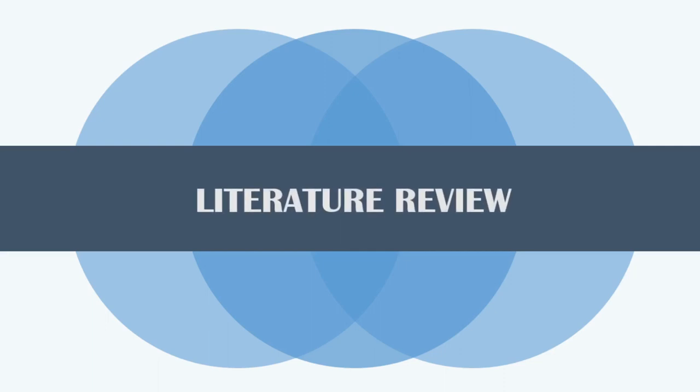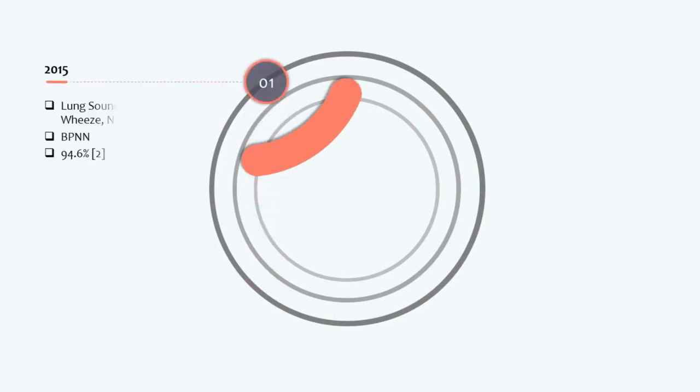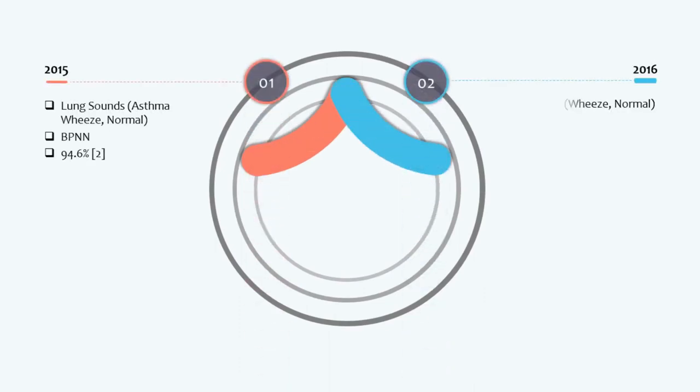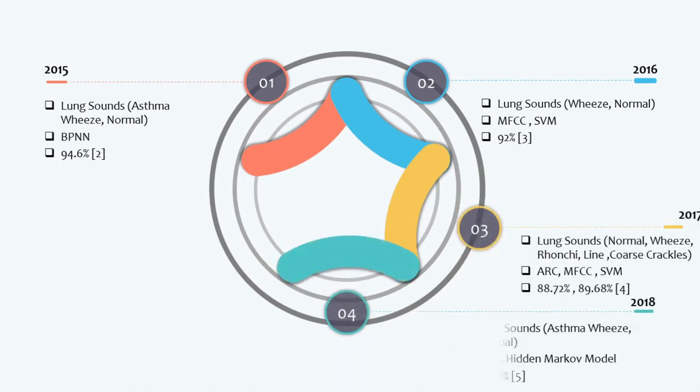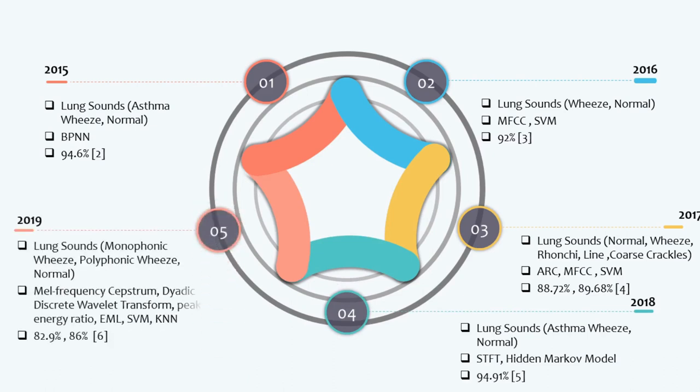Literature review. Now, I am going to discuss some of the previous studies done on this subject. In 2015, Lin and Wu analyzed normal and asthma wheezing lung sounds by wave propagation neural networks, achieving 94.6% accuracy. In 2016, Bahura classified wheezing and normal subjects with the MFCC-SVM technique, resulting in 92% accuracy. In 2017, Sundar Raj categorized normal, wheeze, rhonchi, and coarse crackles by autoregressive coefficients, mel frequency spectral coefficients, and support vector machine, obtaining 88.72 to 89.68% accuracy.